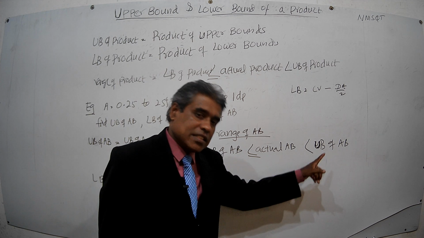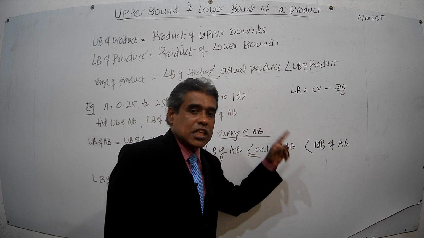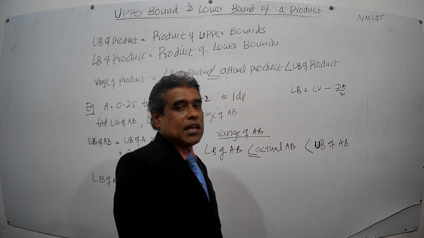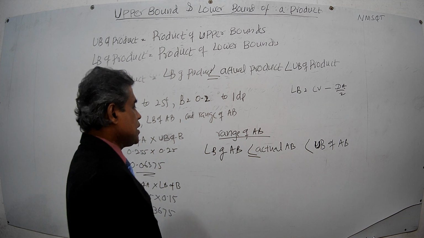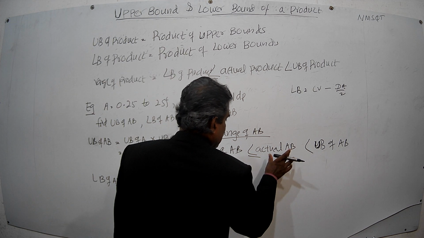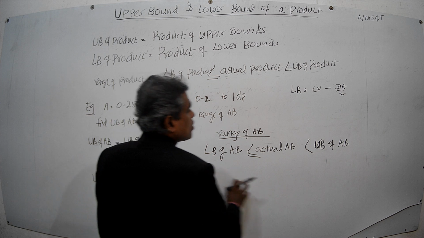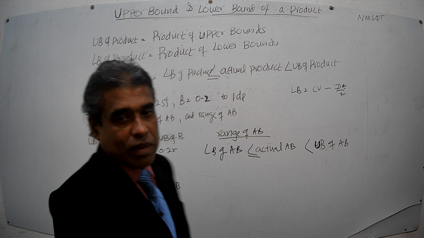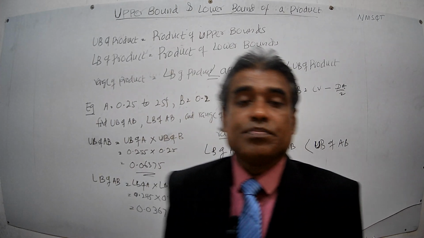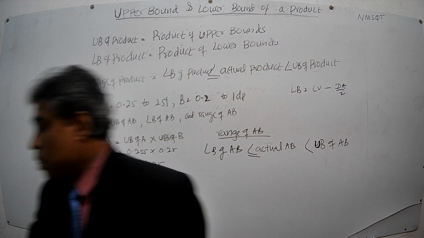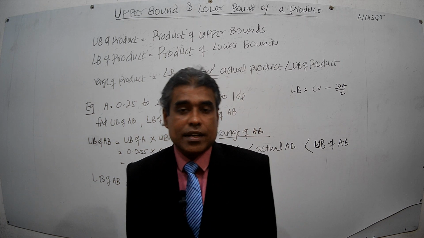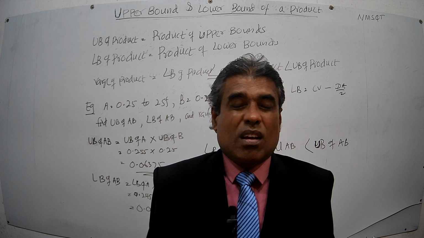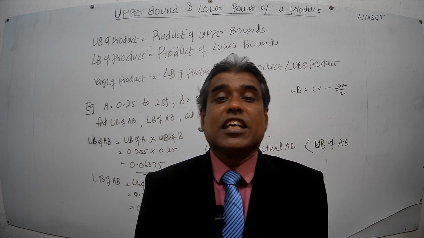Every range is like that, whether it is the range of a sum, a product, a division, a difference, or of one particular number, whatever it is, always greater than or equal to the lower bound and less than the upper bound. Right. So that is how you find the upper bound, lower bound, and the range of the product of two corrected values.